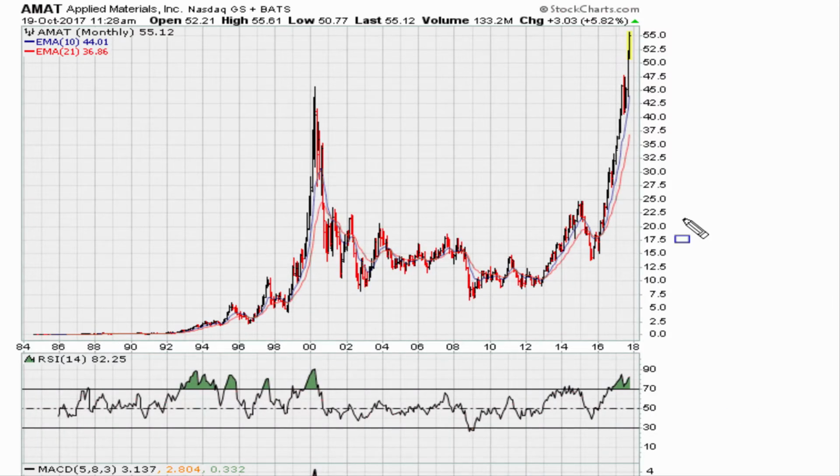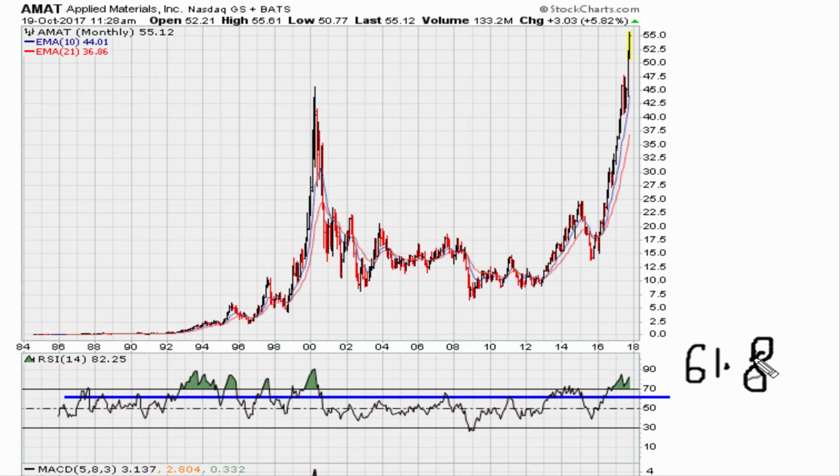Here we have AMAT, Applied Materials, and we're going to be looking at all the data on the monthly going back about 33 years. There's a lot of data here, but it's a good example because it's going to give us a good lesson in this theory. First thing to do is draw a line somewhere around the 61.8 level. And remember, we are only looking at the periods where we have uniform activity rejection at the 61.8 level.